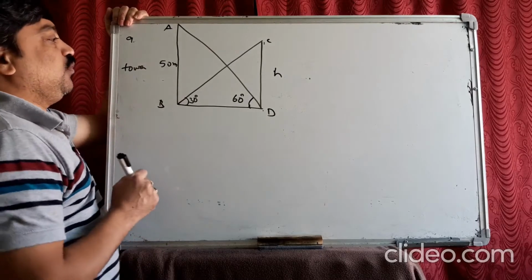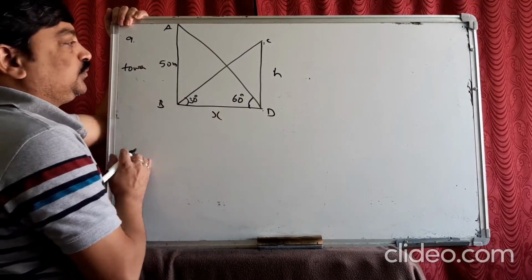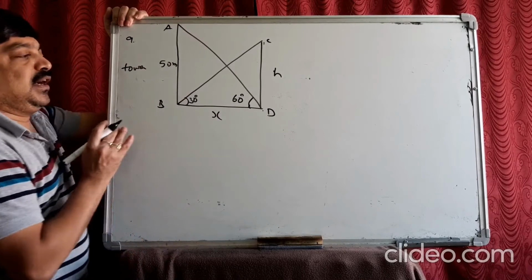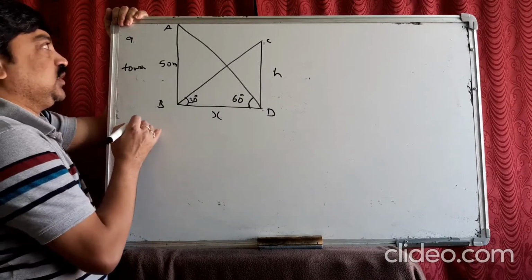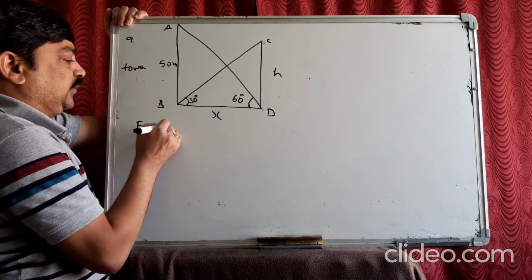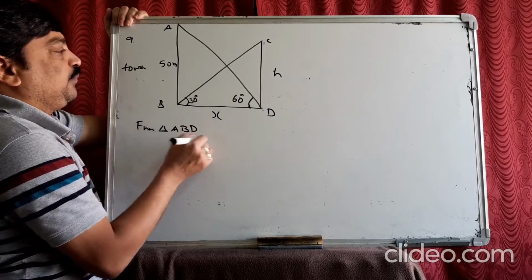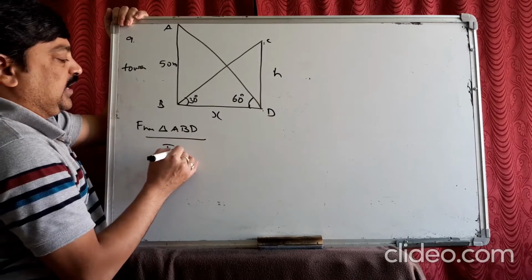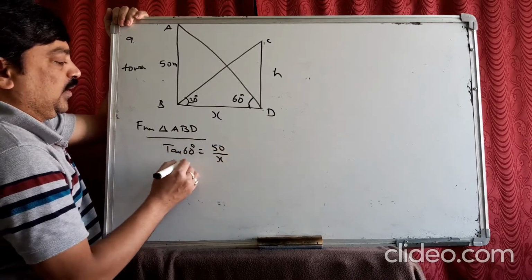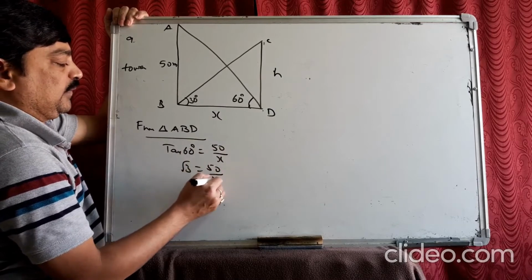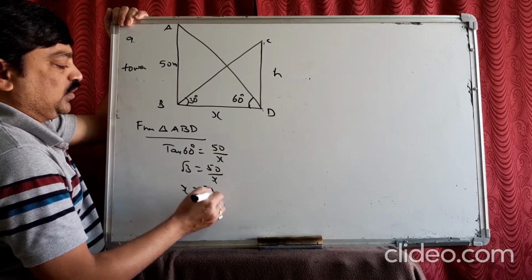Okay. Now which one do we take? Let us take this as x. First I take the triangle where more values are available to us. From triangle ABD, if I take tan 60, opposite side by adjacent, it is 50 by x. It becomes root 3 is 50 by x. So x equals 50 by root 3.